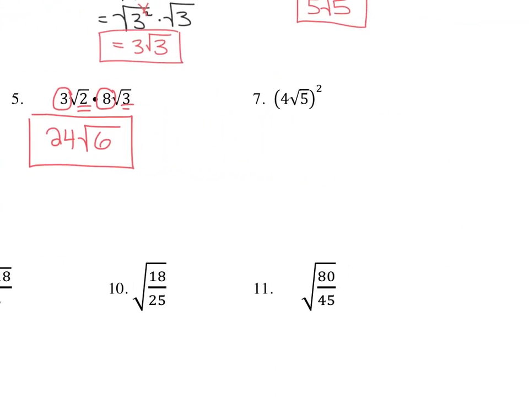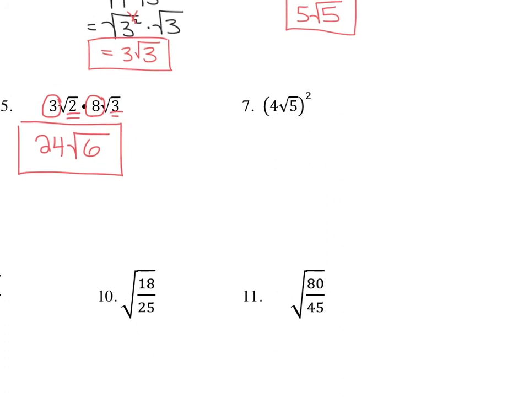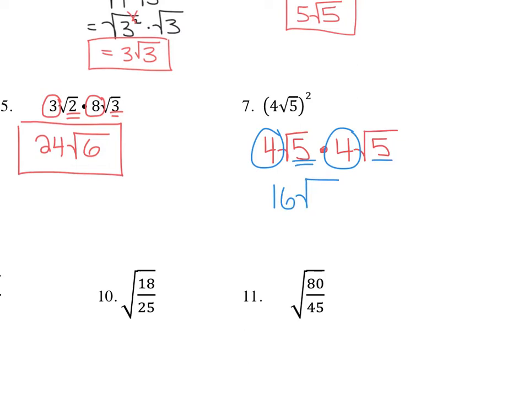All right, for number 7, which should be number 6, I see the numbering is wrong here, but that's okay. All right, what we have is 4 square roots of 5 that's being squared. Anytime something is being squared, that means you take it and you multiply it with itself. So we'll have 4 square roots of 5 times 4 square roots of 5. Just like the previous problem, I could take the numbers in front, the coefficients, I can multiply those together.